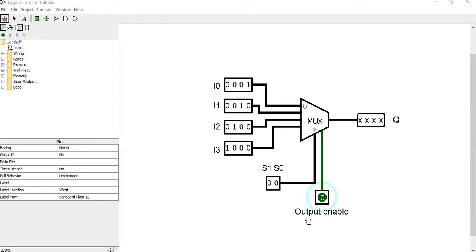And the last input is the output enable input. What this input does is switch the output of the multiplexer from a low impedance state to a high impedance state, and from a high impedance state to a low impedance state. So let's enable our output. To enable our output, we have to switch the signal from 0 to 1. And now we can see that we have connected our output to the first input.